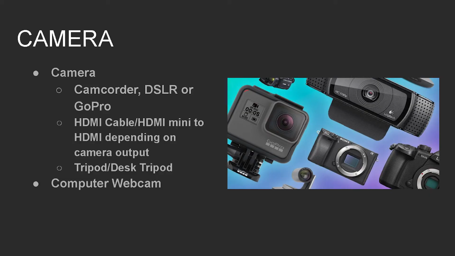So, six basic elements of live streaming. First, we've got our camera. You can use really any kind of camera to live stream. You can use a camcorder like one of these they have here. You can buy a cheap Vixia recorder off of eBay, and it doesn't even have to look that good. You could buy one for really not that much money. You could use a DSLR. You could use a GoPro. It's really all about the look and how much money you want to spend. You need an HDMI cable or HDMI mini, depending on the output that your camera has.